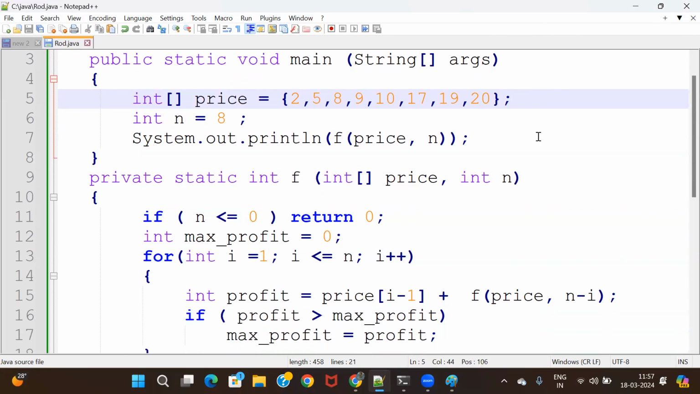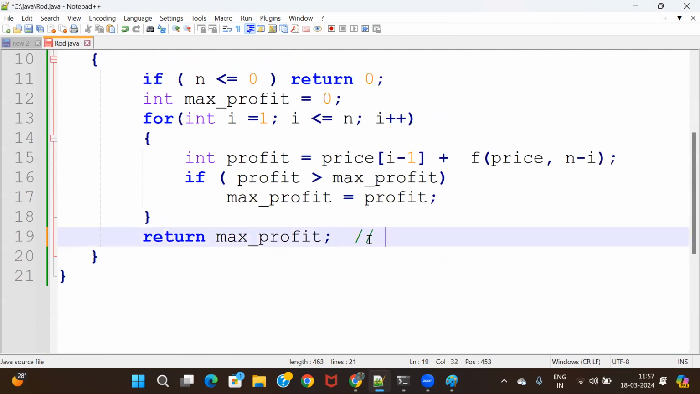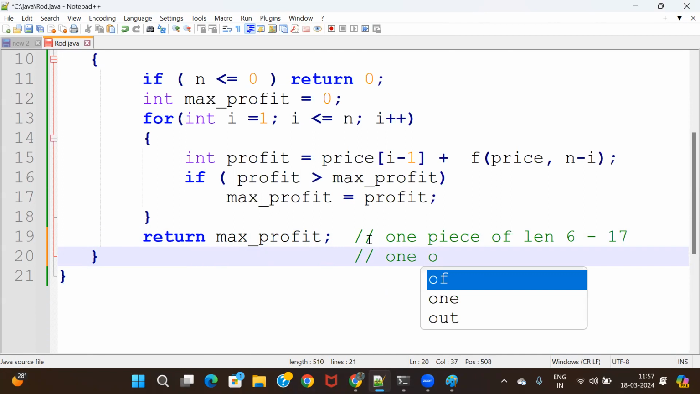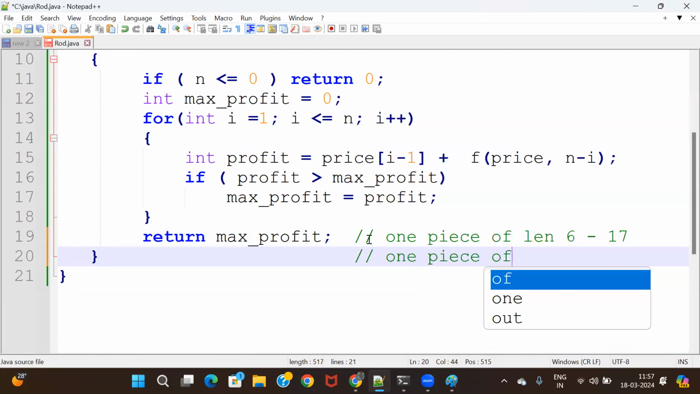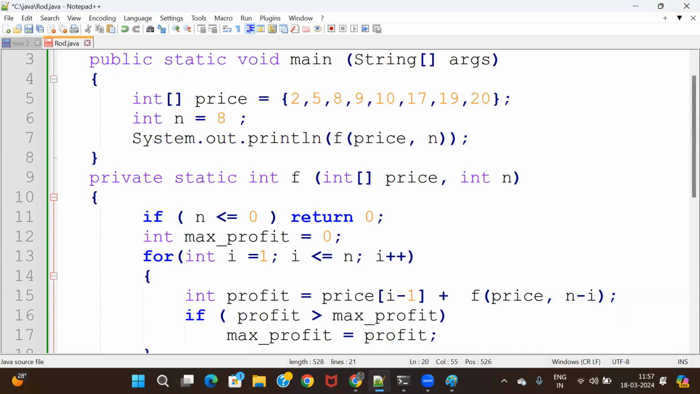for these given profits. What is it? One piece of length 6 with 17 rupees and another piece of length 2. And this is 5 rupees and the solution is 22. Hope you understand it. Next, let us write the dynamic programming algorithm.